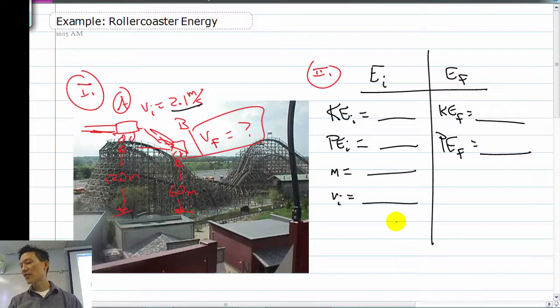In this case, the mass is given. What's the mass? For all problems, mass is equal to 2,500 kilograms. At the end, should the mass change?